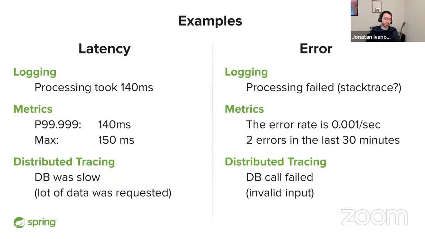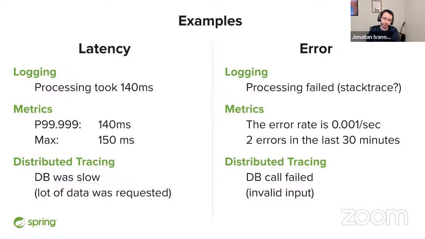And also there is distributed tracing, which can answer the question, why did this take 140 milliseconds? Why was this slow? And it can answer, for example in this example, that the database was slow. So the whole request was slow because the database was slow. And sometimes it can also give you some more information, that the database was slow because a lot of data was requested from the database.